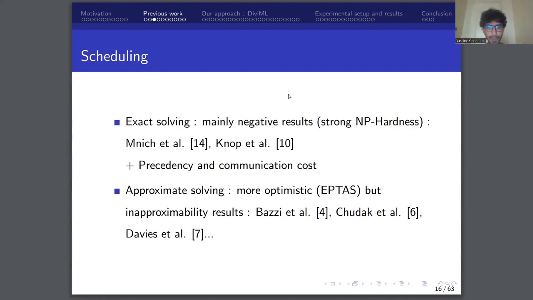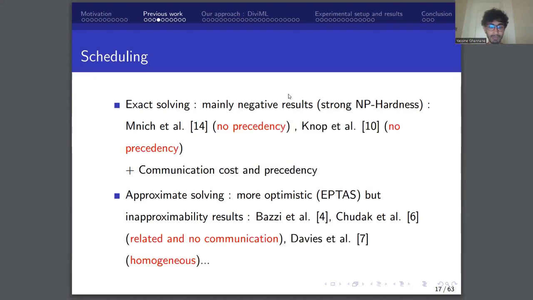Here, the picture is a bit more optimistic with the existence of efficient polynomial chain approximation schemes, but we are still faced with a lot of approximability results. We should still mention that there have been some recent breakthroughs in this direction. The most recent one being work by Davis and Kollig, giving a logarithmic factor approximation scheme, but this only works on platforms that are homogeneous.